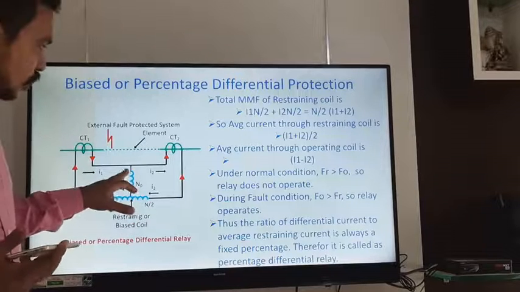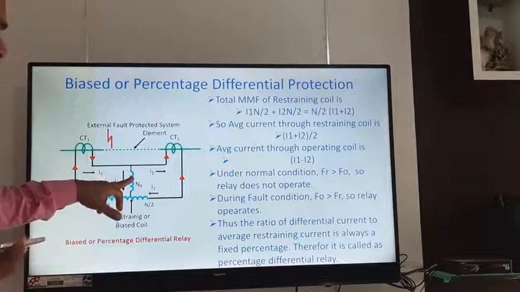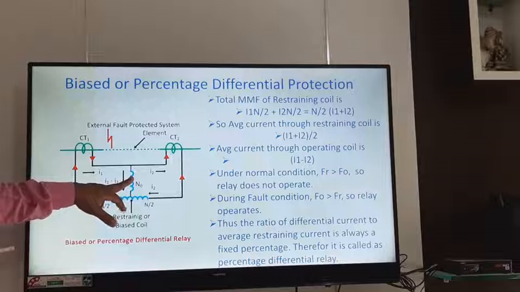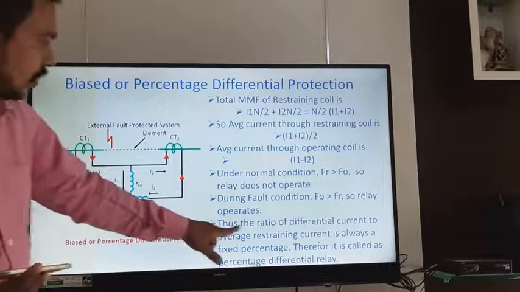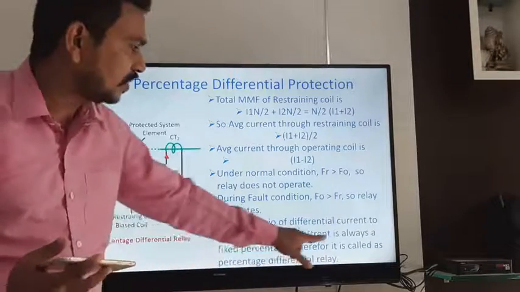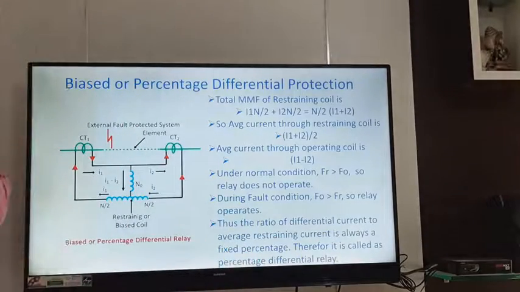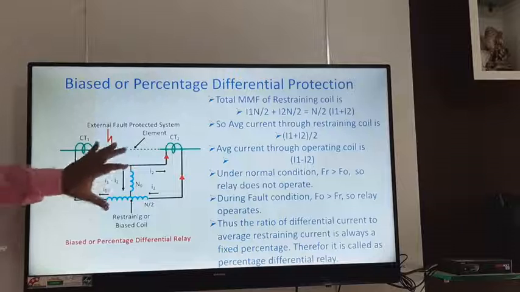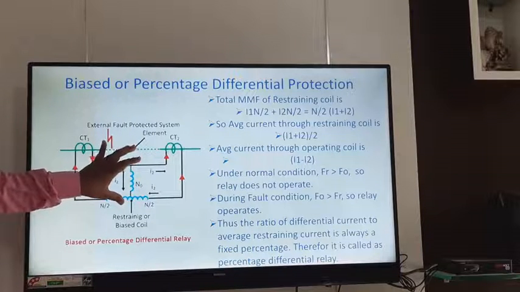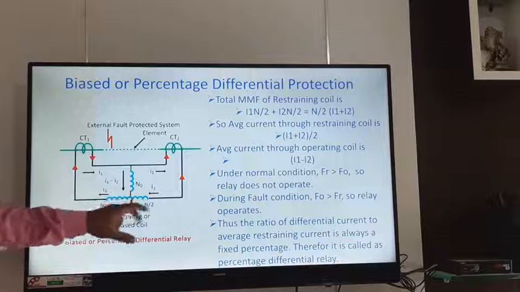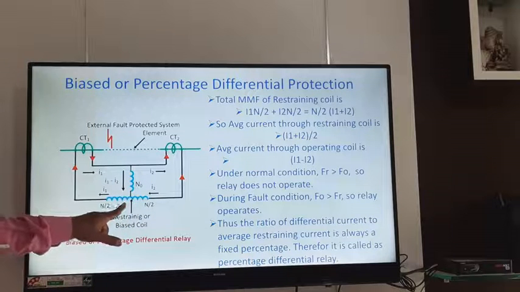Hence the ratio of differential current to the average restraining current is always a fixed percentage. Okay, the ratio of this differential current and the average restraining current is always a fixed percentage. Therefore this relay is also called the percentage differential relay, in which we have an operating coil as well as a restraining coil.